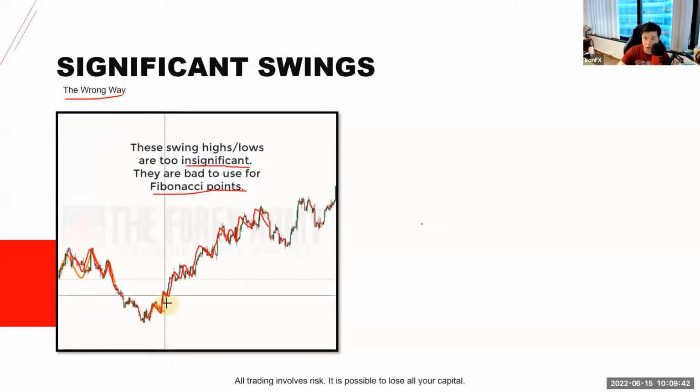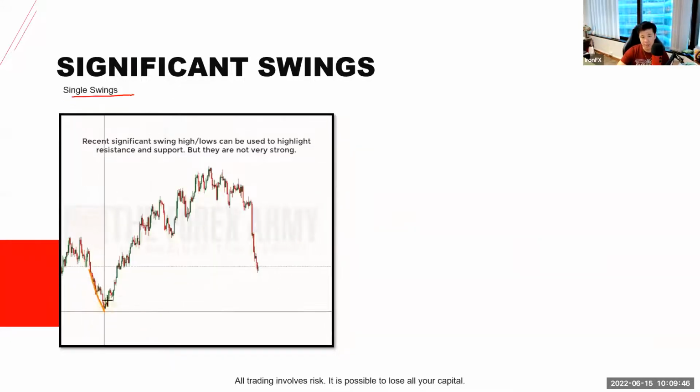When you find the significant levels, that is where the single swings are that they look at. The thing about single swings is that they are not very strong. So a single swing low over here, a single swing high over here, by themselves, they are not very strong.